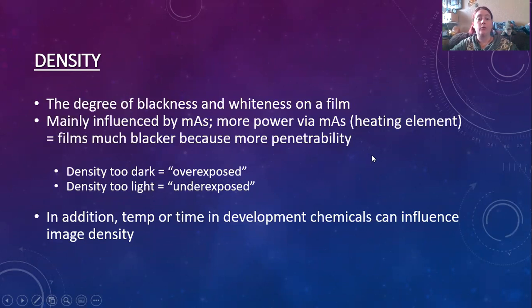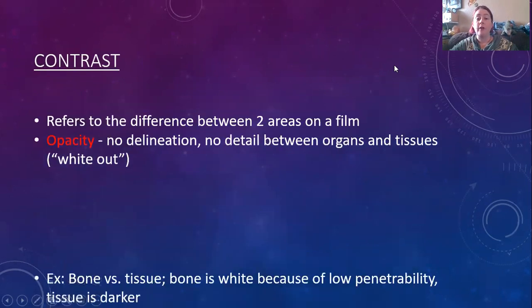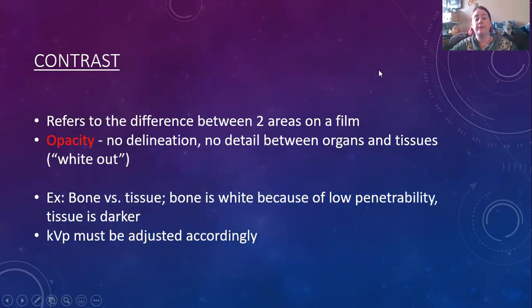If we are seeing grays, we're going to need to adjust, especially in the background of our film. Mainly this is influenced by mAs, but kVp can have some contributions to it as well. If the density is too dark, we are overexposed, we've burnt our toast. If the density is too light, we are underexposed, we still have raw bread. And in addition, the time in the development for our films and the chemical temperature can have a big influence on density.